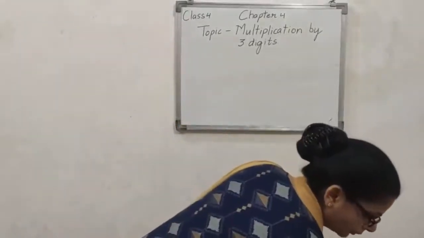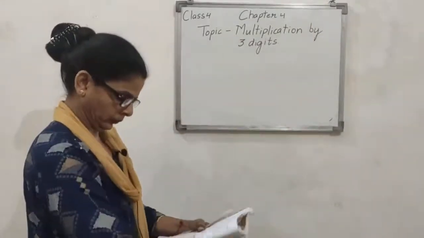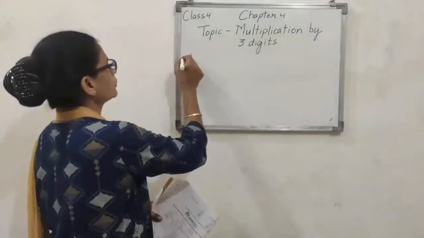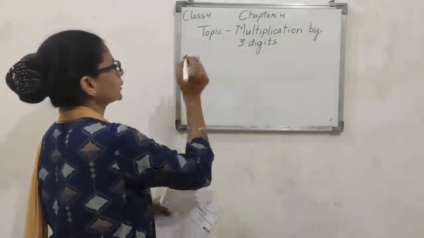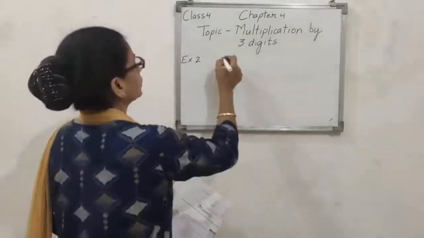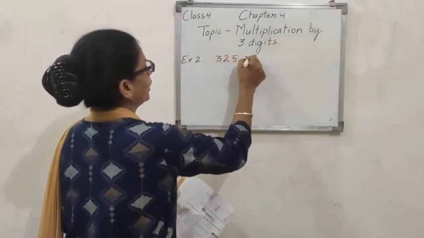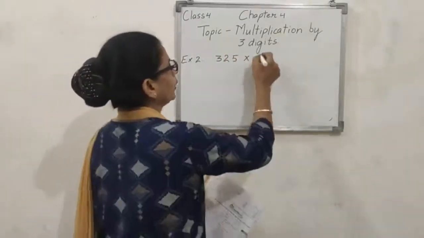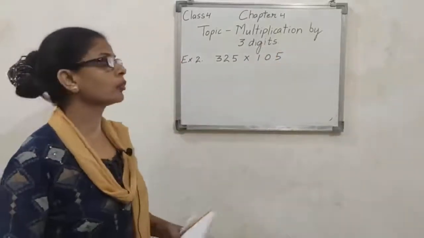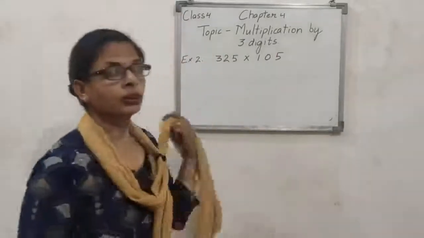Another example. Second example I am giving. Suppose the question is 325 multiplied by 105. 325 you have to multiply by 105. This is the question given.